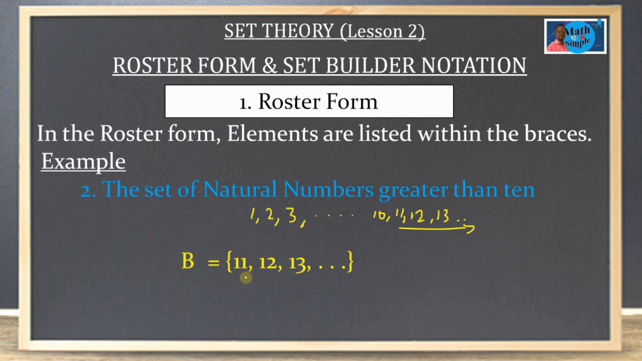We usually use the first three terms to establish the pattern of the set. And afterwards, you represent the rest of the elements or members with dots. That indicates continuity, and it clearly shows that this is an infinite set.